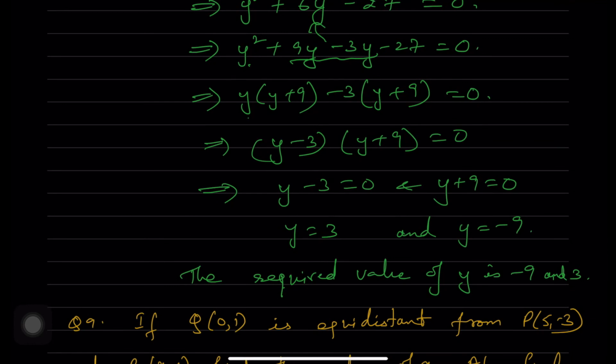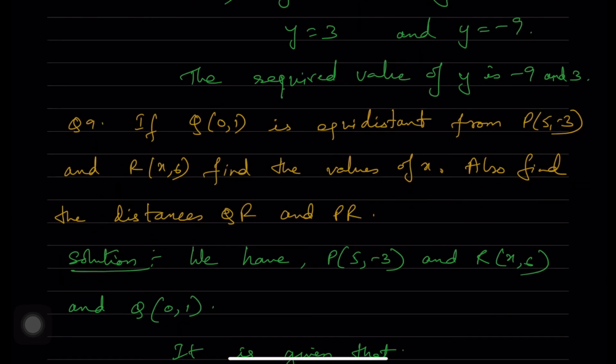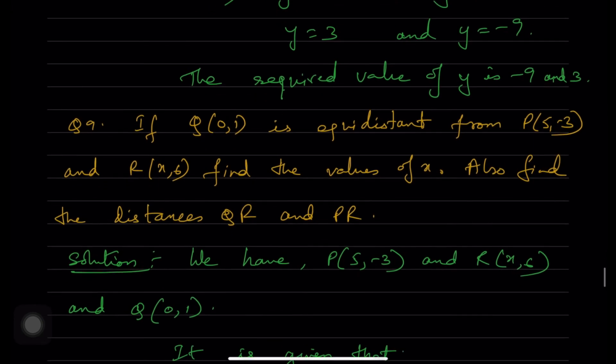So y minus 3 is equal to 0 and y plus 9 is equal to 0, which implies y is equal to 3 and y is equal to -9. The required values of y are -9 and 3. These are the required values of y.